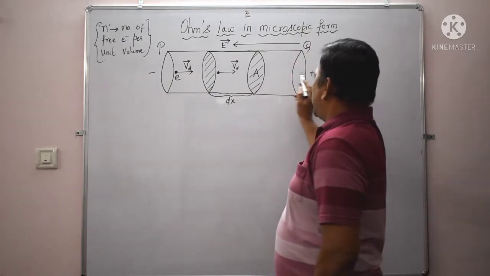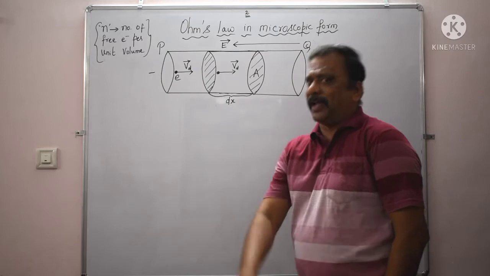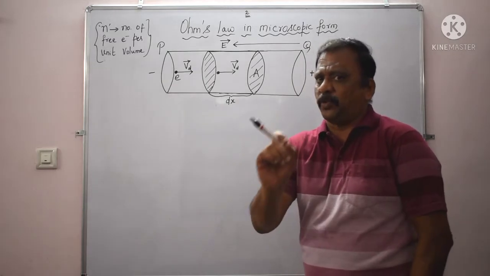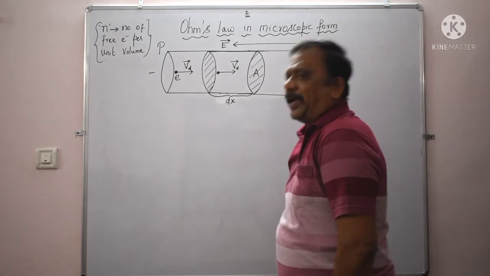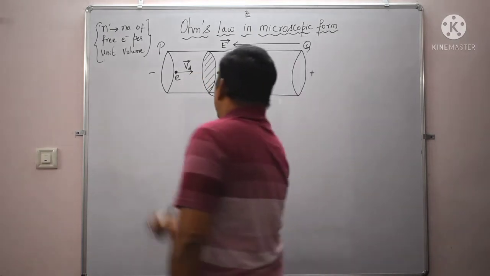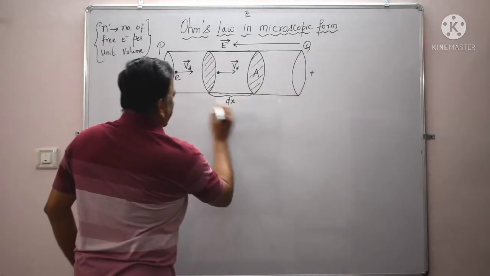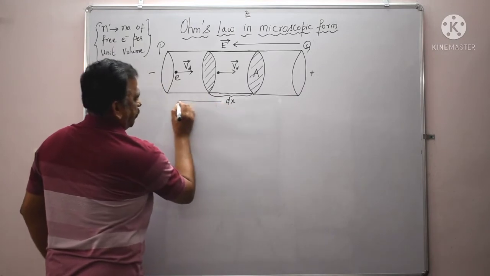Once the potential difference is applied, current starts flowing through the conductor. You know the direction of current is always from high potential to low potential. Thus current will flow through the conductor in this direction.